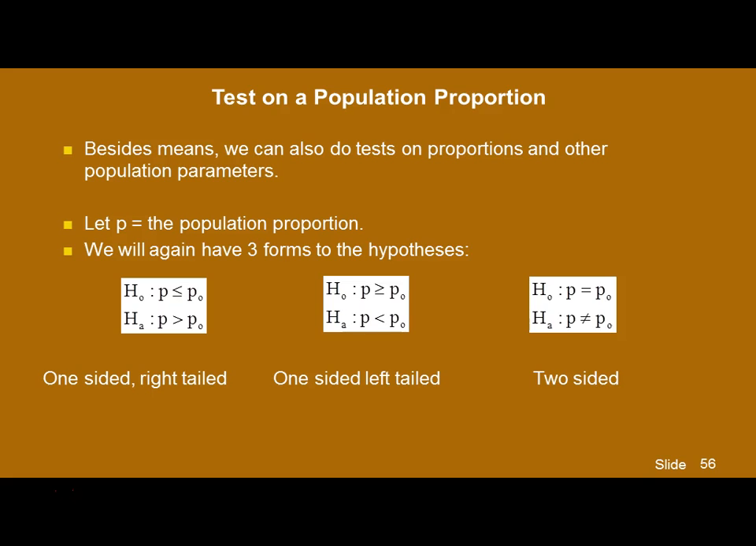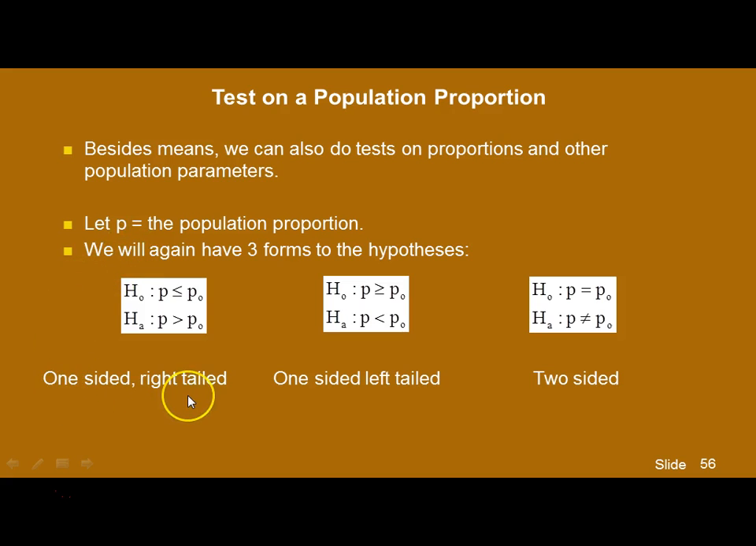There are many situations where firms are interested in the proportion of a population that has some characteristic. For example, what proportion of the population is going to like a new product we come out with, or what proportion of people saw our most recent advertising campaign, and so forth. So there'll be many situations where we might want to test a hypothesis about that proportion. As usual, we have three different forms to the hypothesis. The hypotheses will now deal with P, the population proportion.